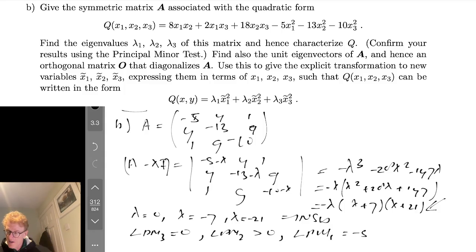And now you need to calculate the PM. So PM 1 is less than 0, PM 2s are all bigger than 0. So it's minus 13 times minus 10, so it's 130 minus 81 is bigger than 0, and then we have the top block, and then we have minus 5 times minus 10, that's 50, minus 16 is also bigger than 0, so indeed that's correct.